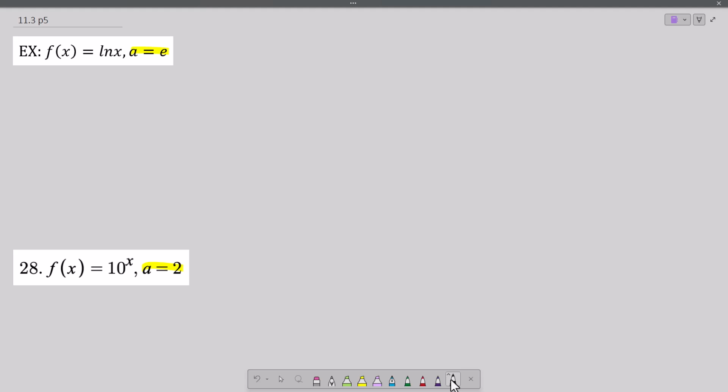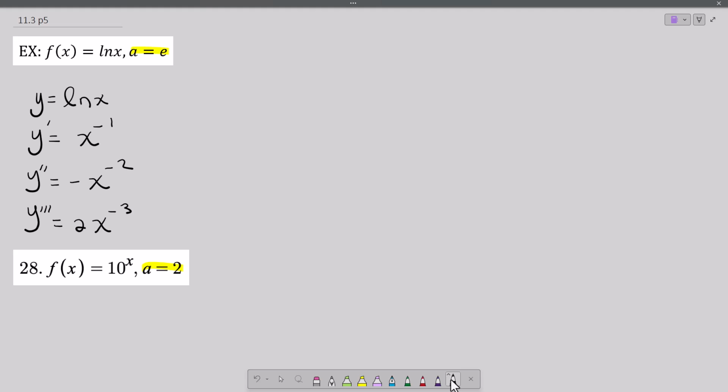Okay, so we start with the function, y equals natural log of x, and we need to just start differentiating. We get 1 over x. It's easier to differentiate if you write it the way I just wrote it. And 90% of the time they say find 4 non-zero terms. So 4 non-zero terms will mean the third derivative.